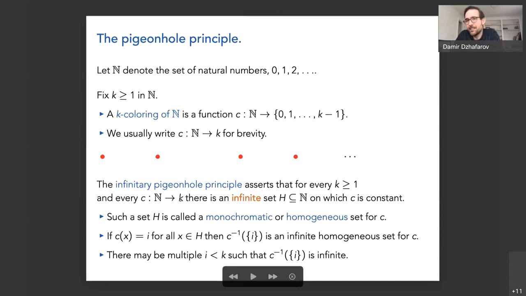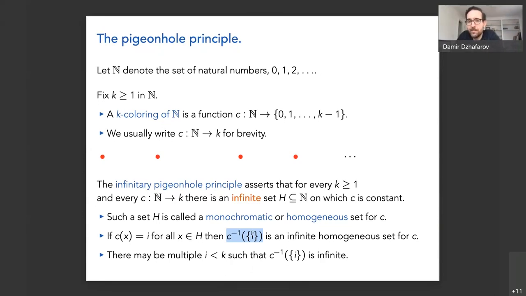We'll call a set like this, typically one says monochromatic or more commonly homogeneous, at least in the context that I'll be using here. So this is a homogeneous set. And notice that if C takes the color i on this homogeneous set, maybe i is red, right? Then the pre-image of the singleton i is again an infinite homogeneous set. It might be larger than the H that I had, but it's the largest homogeneous set that contains H, on which C takes the color i. And there may be many such sets, right? There need not be just one. There may be many, many.